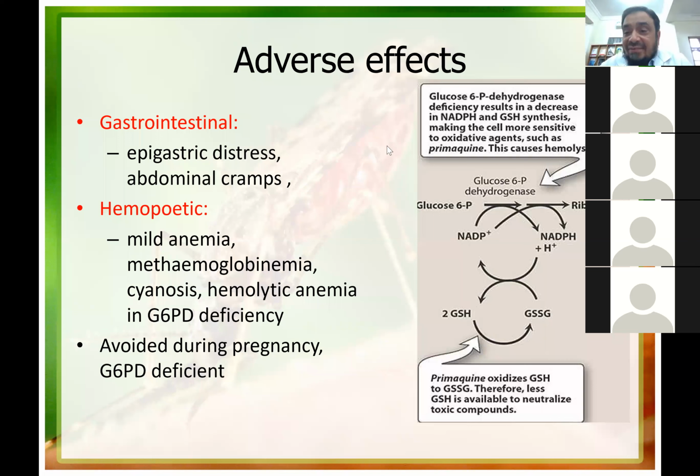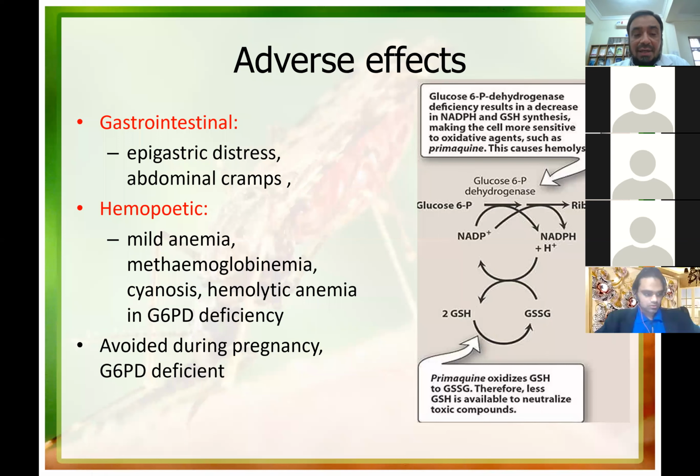The most important adverse effect of primaquine is hemolysis in case of G6PD deficiency. We have already seen the drugs which can cause hemolysis in G6PD deficiency. One we saw when we were discussing leprosy, that is dapsone, right? Also nitrofurantoin. And then we have seen this drug, that is primaquine. Primaquine can cause mild anemia, methemoglobinemia, and hemolytic anemia in G6PD deficiency. It should be avoided in pregnancy because the fetus may be G6PD deficient.